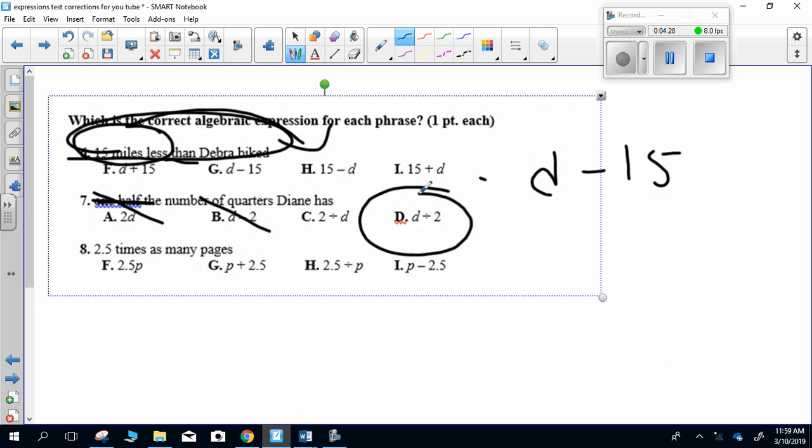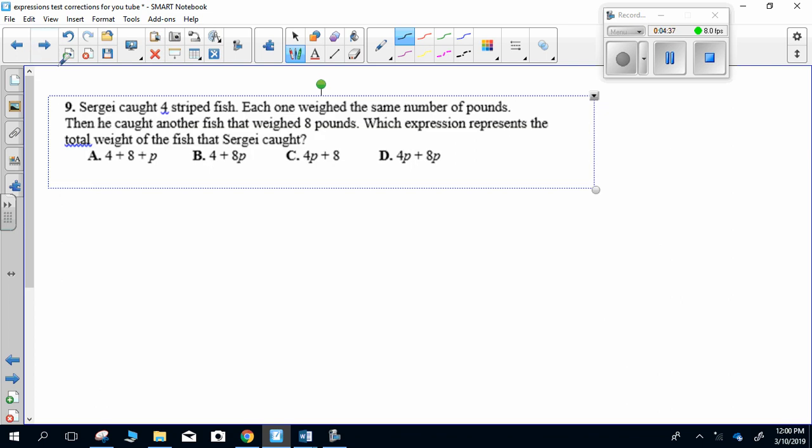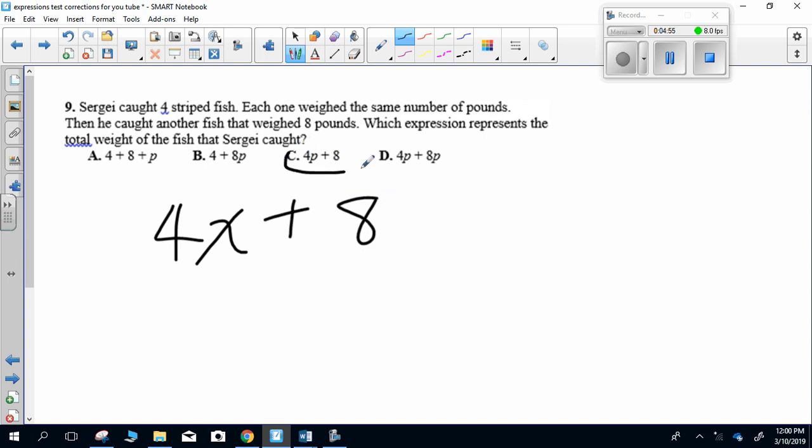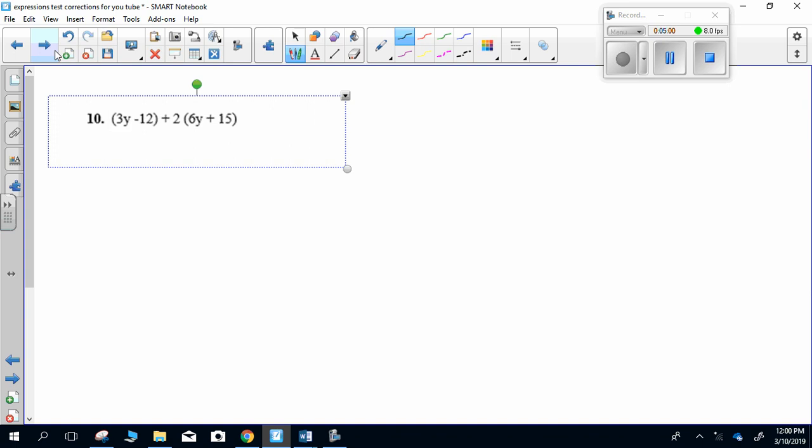And then the next one, 2.5 times as many pages. So this is the only one that indicates multiplication. Make sure you write the statement for that. Next one. Sergey caught 4 striped fish. Each one weighed the same number of pounds. So that means that the fish, all the same weight, would be 4x. Then he caught another fish that weighed 8 pounds. We know how much that one cost. So your expression is going to be 4x plus 8, or this one here, choice C. Next one.